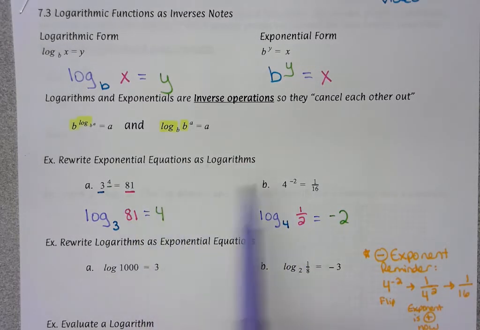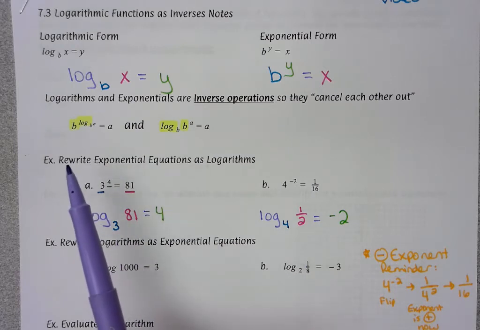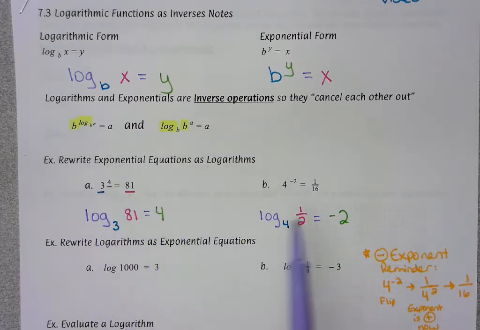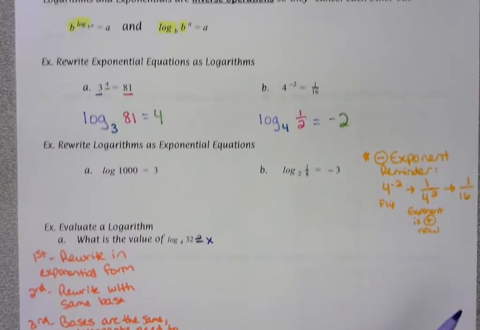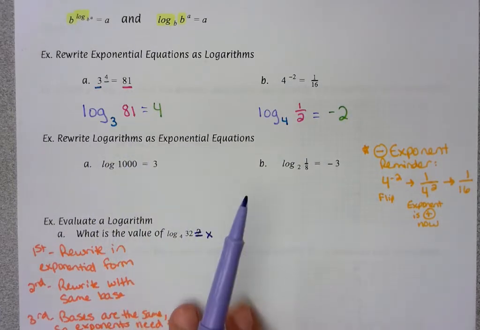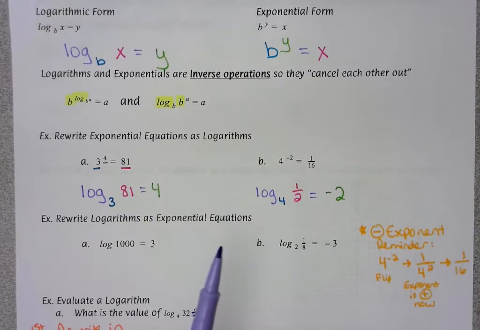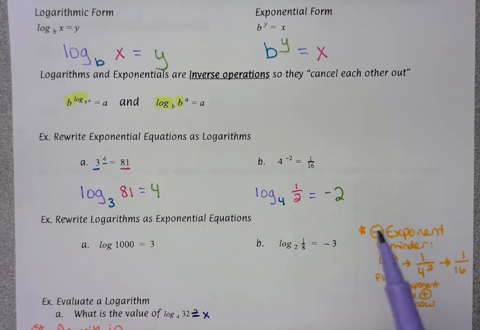So on your assignment, you'll have quite a bit of just flipping it back and forth. So when it says rewrite, that's all you'll be doing, is trading the way it looks. So again, we have some rewrite ones. Rewrite this one as exponential equations.